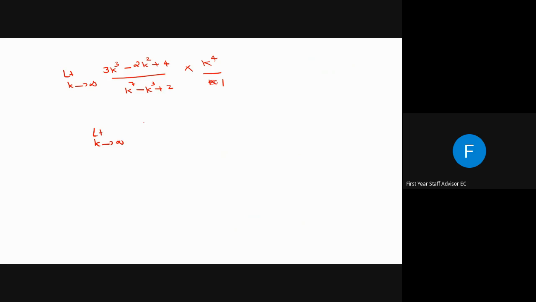What will we do? Here k cube can be taken outside, so we get 3 minus 2 by k plus 4 by k square, divided by k raised to 7 outside, 1 minus 1 by k raised to 4 plus 2 by k raised to 7, into k raised to 4.